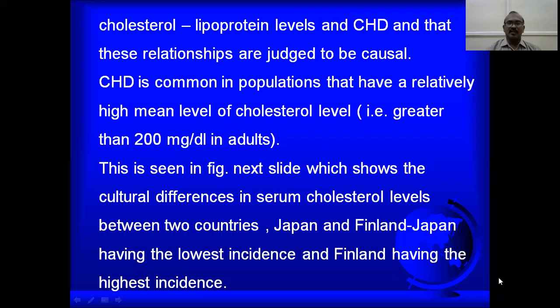So it has been observed that those who have a high cholesterol level, say more than 200 milligrams per deciliter, have more CSD. If people have more than 200 milligrams per deciliter of cholesterol, then CSD is more common in such populations. This is seen in the next slide, which shows the cultural differences in serum cholesterol levels between two countries, Japan and Finland. Japan has the lowest incidence and Finland the highest.